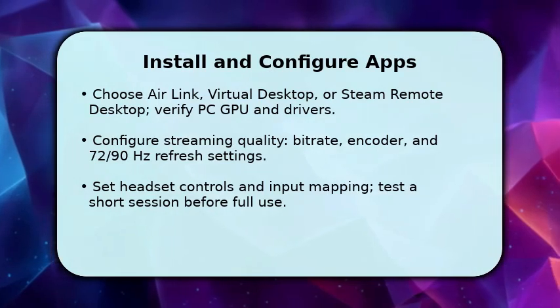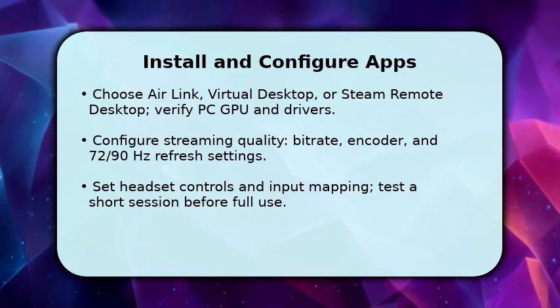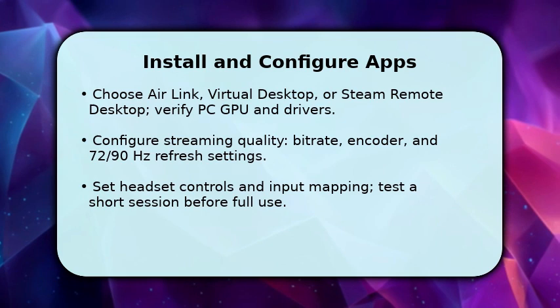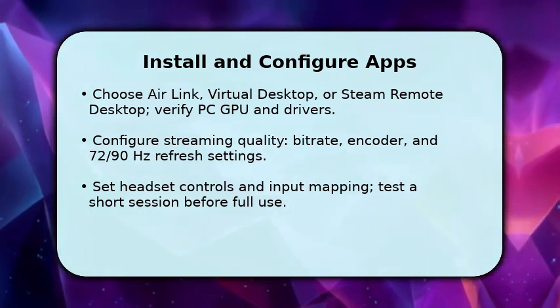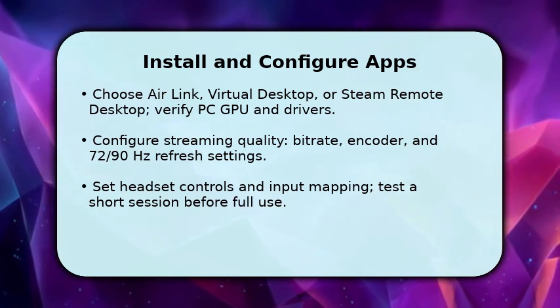Next, you select and configure the streaming path because quality depends on settings. If you use AirLink or Oculus Link, enable it in the PC Oculus app. For Virtual Desktop, install the streamer and enter the code shown on the headset.